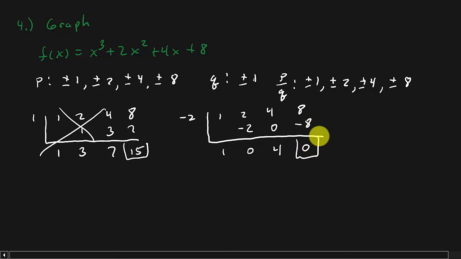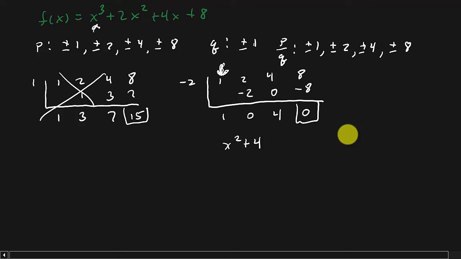There's your remainder. So remember, this coefficient is with the x cubed. So that means this one down here is going to be x squared. So that's x squared plus 4. And so if we go to factor this thing, that's going to be x plus 2 times x squared plus 4 equals 0, if we set that equal to 0.